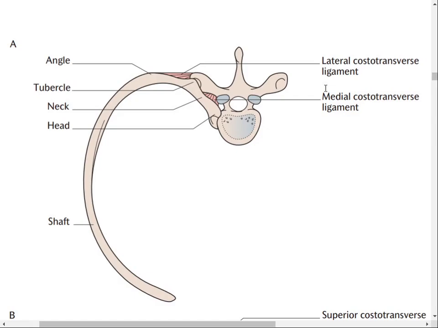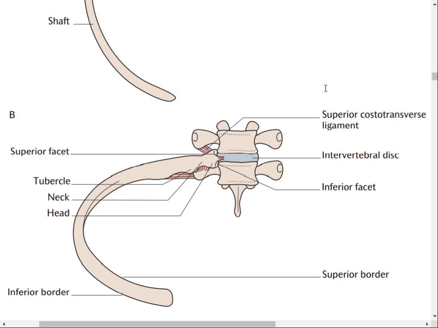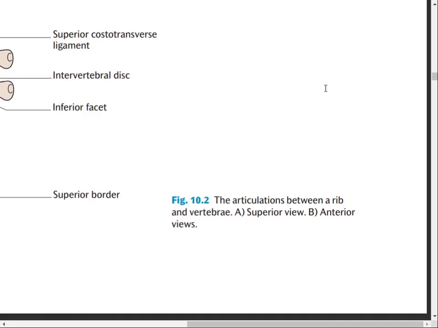Angle, lateral costotransverse ligament, medial costotransverse ligament, tubercle, neck, head, shafts. Superior facet, superior costotransverse ligament, intervertebral disc, head, neck, tubercle, inferior border, superior border. Inferior facets. These articulations are between ribs and vertebrae.